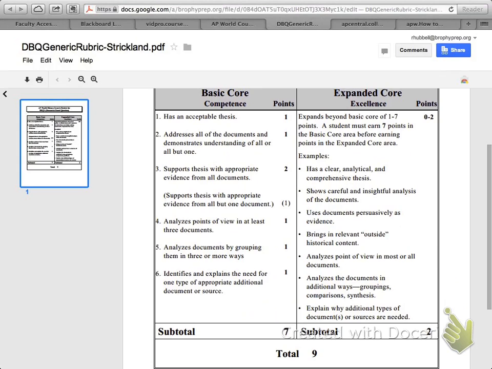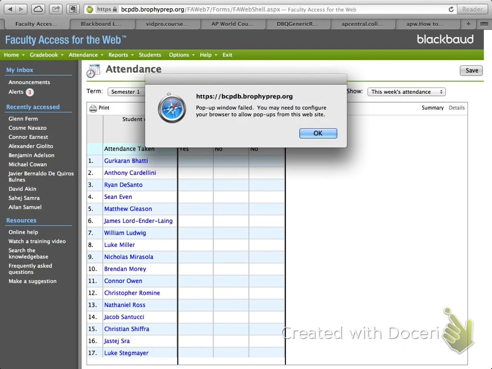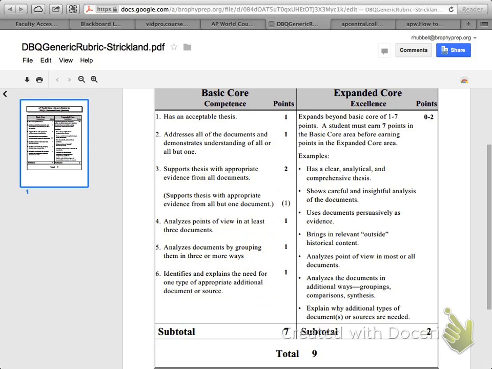And then analyzes points of view in at least 3 documents. Analyzes documents by grouping them in 3 or more ways. And identifies and explains the need for one type. But how many do we use? All of them. 3. All of the views. Appropriate additional document or source. So you can see that adds up to 7. And then we have, I won't read it, but I have it provided for you guys on weekly assignments, basically a depth of analysis that works into getting that expanded core.